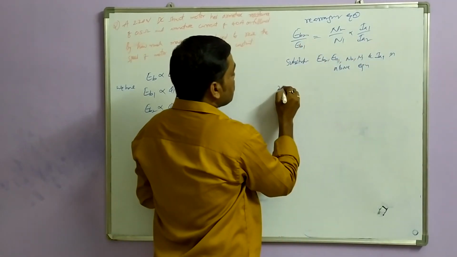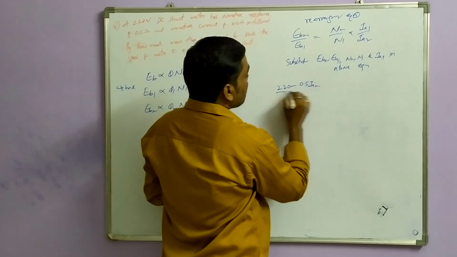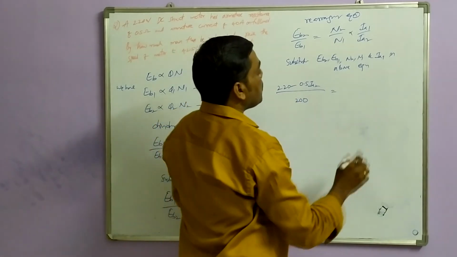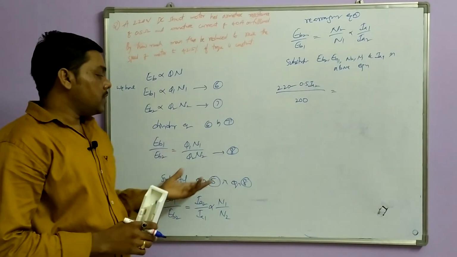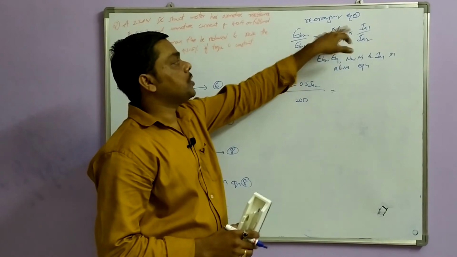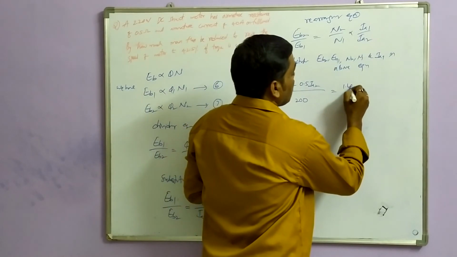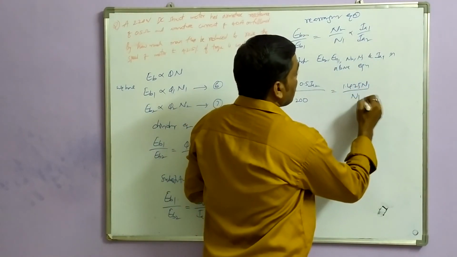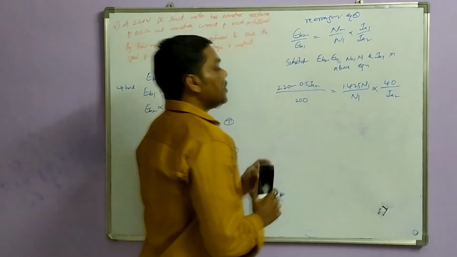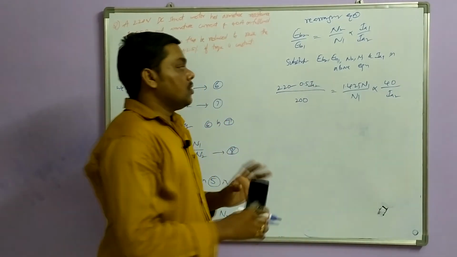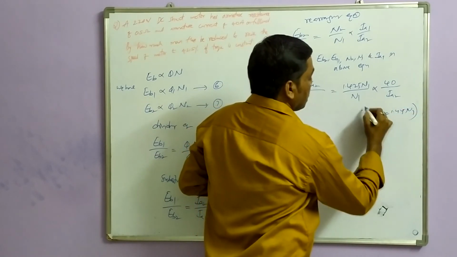So EB2 is nothing but 220 minus 0.5 into IA2, divided by 200, is equal to N2 by N1. N2 is the changed speed, and N1 is the initial speed, so N2 is 1.425 times N1. So 1.425 N1 by N1, into IA1, which is 40. We don't know IA2, so I am writing IA2 here.